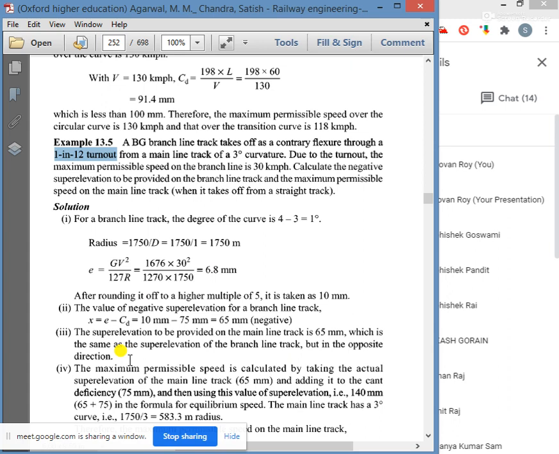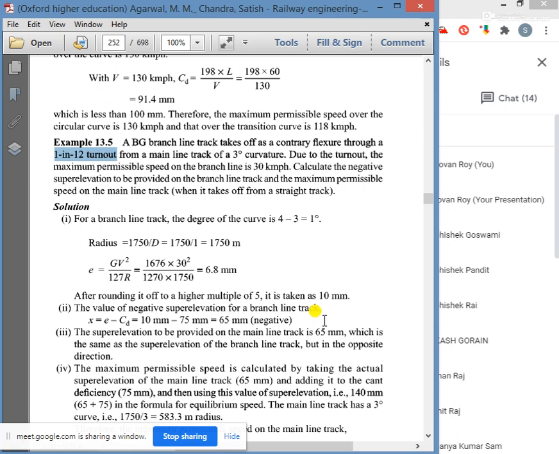Normally it is taken as 75 mm. So the formula is x equals e minus CD. So 10 mm minus the normal cant deficiency value of 75 mm. The value should be negative, minus 65. So 65 mm negative. Your negative superelevation is 65 mm. Okay, negative superelevation is 65 mm.